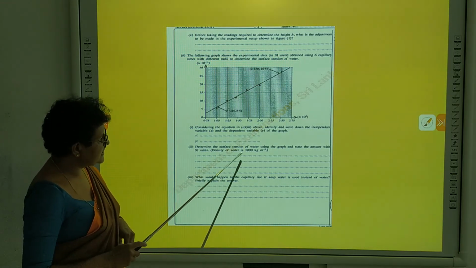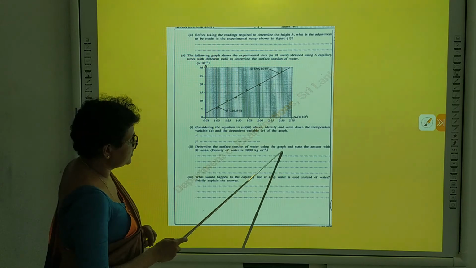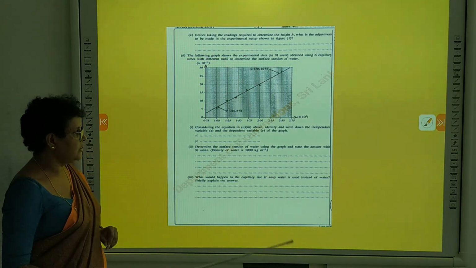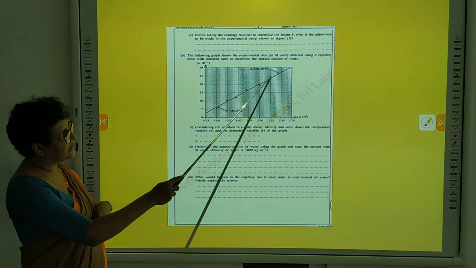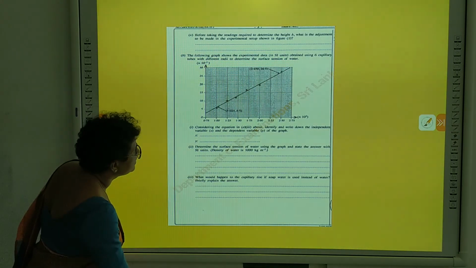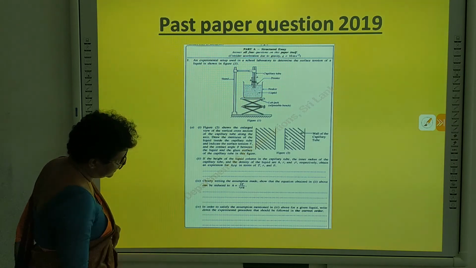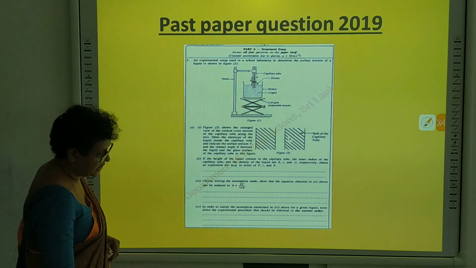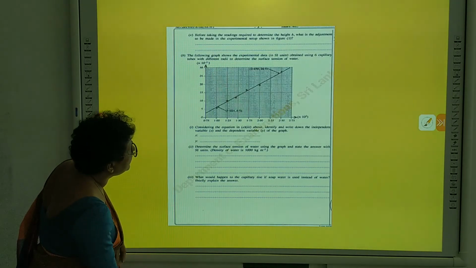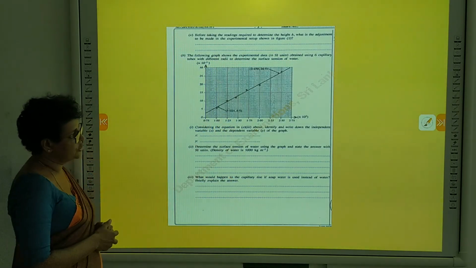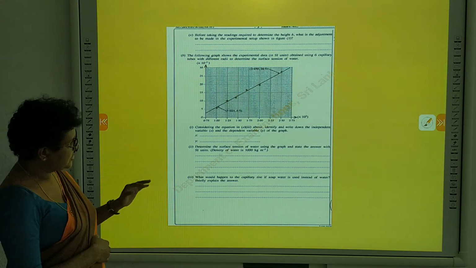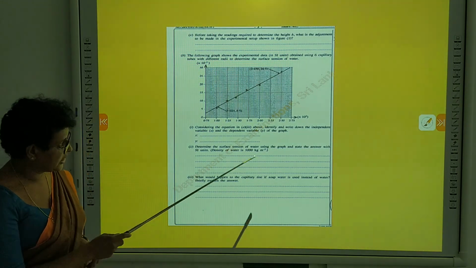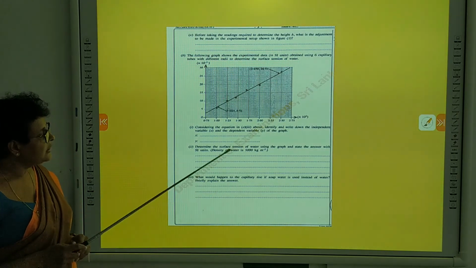Now determine the surface tension of water using the graph and state the answer with SI unit. Now from this, the gradient of the graph, right? What is the gradient of the graph? Right? The gradient of the graph is 2T over rho g, right? 2T over rho g. So find the gradient of the graph, equate it to 2T over rho g and find the surface tension of this liquid, water. Okay.